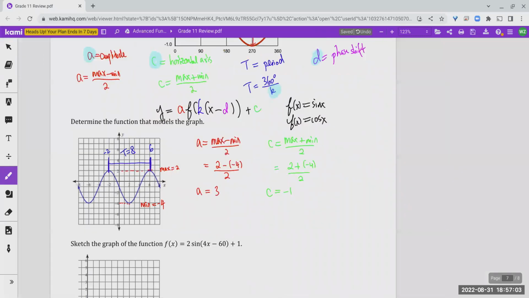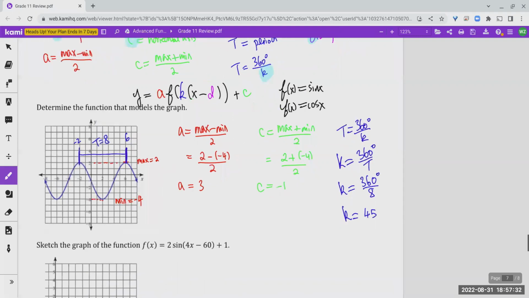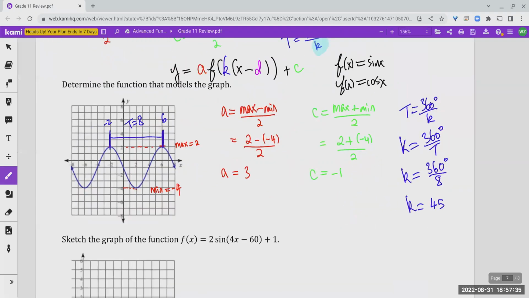Okay, cool. So T is 360 degrees over K. So I need K, right? So rearrange: K is 360 over T. I know what T is. T is 8. 360 over 8. I don't think that divides. Oh, there's a 4. It does, it's 45. Okay, K is 45. And then finally, we need the phase shift.